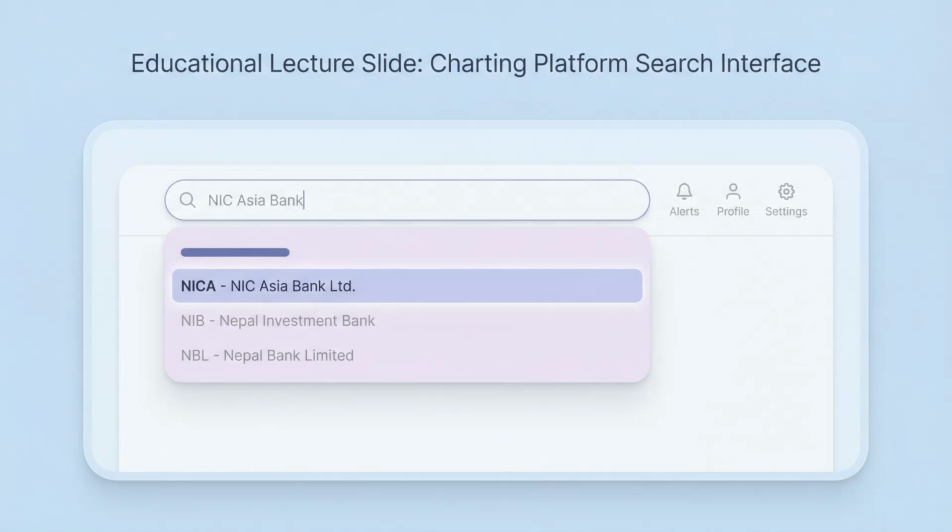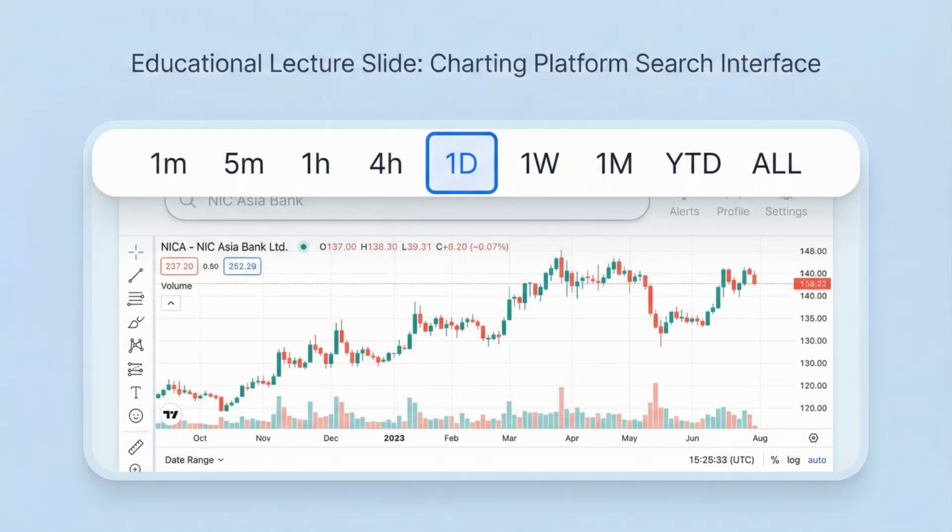Moving on to navigation, the primary function you will rely on is the company price chart search. When you need to analyze a specific asset, you simply use the search bar. For instance, typing in a specific institution, like NIC Asia Bank, will instantly pull up its dedicated historical price chart for your review.